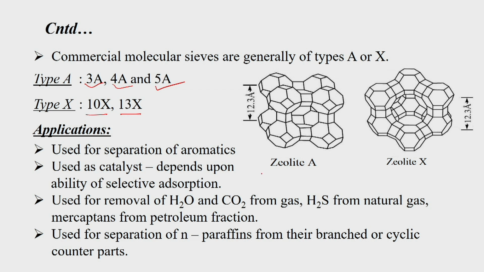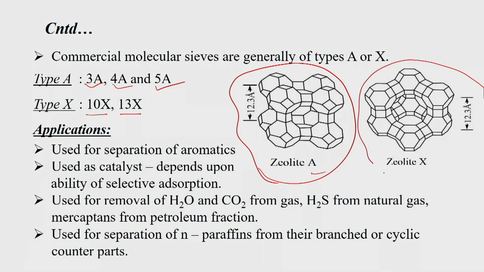Like this, for zeolite A, that type of structure is there, but in all the cases the distance between the layers is around 12.3 angstrom for zeolite A as well as for zeolite X. Okay. So, these are used for separation of aromatics, and as a catalyst in so many reactions, depending upon the ability of selective adsorption also, because it is a size-based separation.